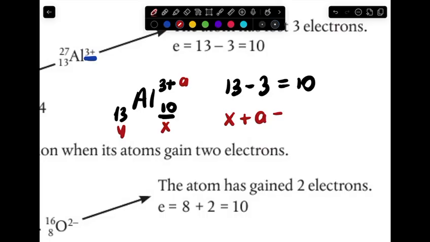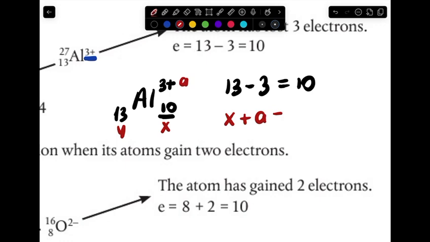Let's look at anions now. An anion is a negatively charged ion, and it forms when an atom gains electrons. Electrons are negatively charged, so if you gain electrons, you get more negative, and you become an anion. So your electron number increases.